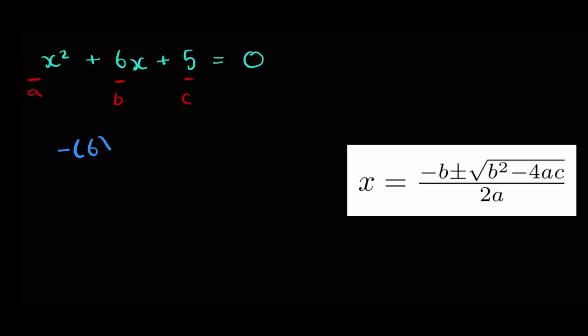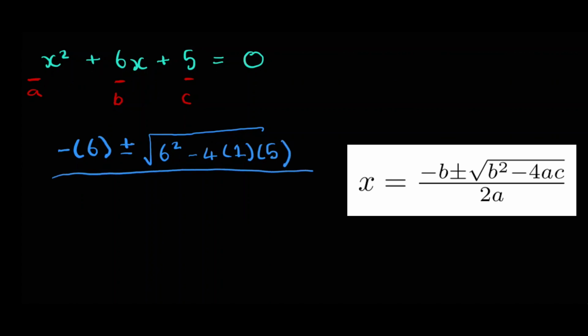So we have negative 6, because b is 6, plus or minus the square root of 6 squared minus 4 times 1 times 5, all over 2 times 1.